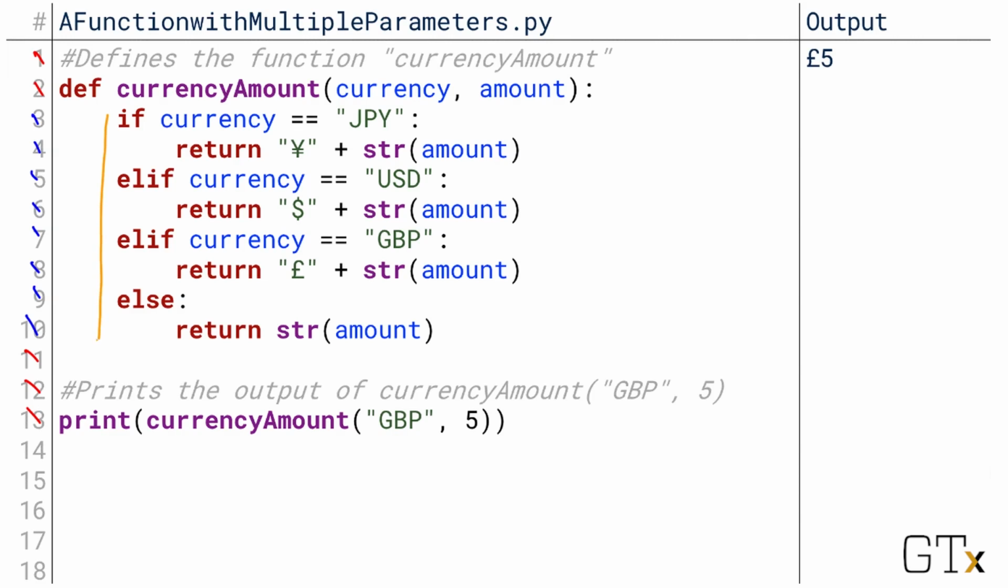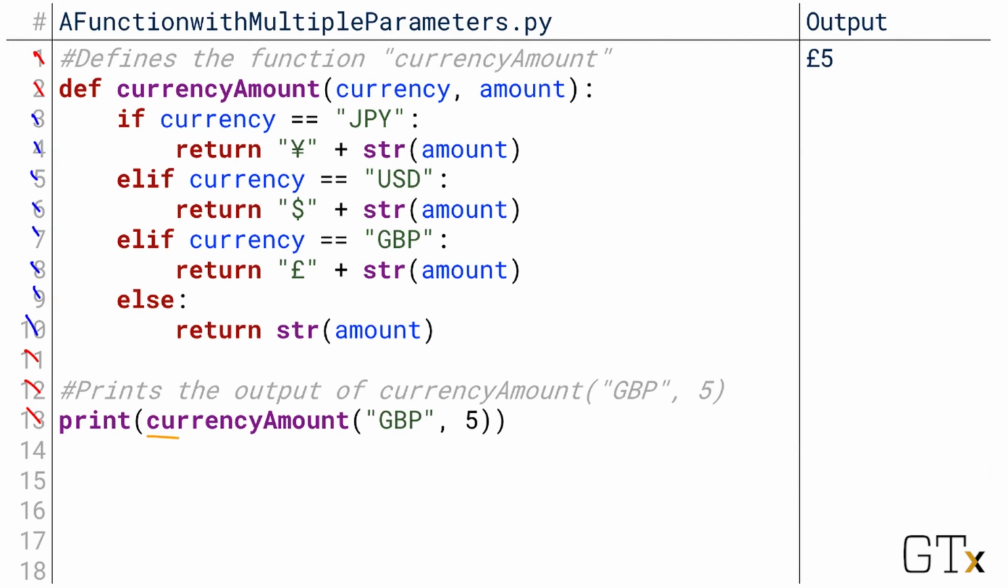The body of our revised function is now a series of conditional statements that check to see if the currency is any one of the ones that we expect. Here our code is written to recognize Japanese yen, US dollars, British pounds, and if no recognized currency is given, it just prints the amount without a currency label.